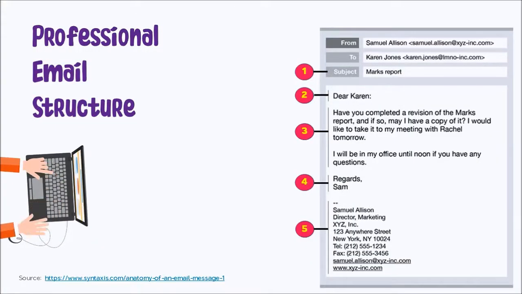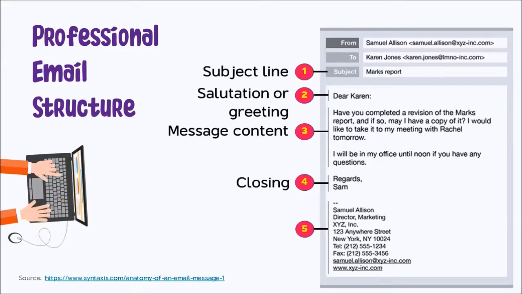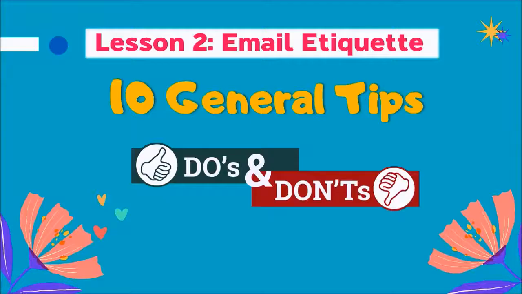But before we begin, let's review what we have learned from the previous lesson. We talked about the 5 parts of the email structure. You have the subject line, salutation or greeting, message content, closing, and signature file. In this lesson, we will talk about email etiquette. I will tell you the 10 general tips, the do's and the don'ts of email writing. So, are you ready?